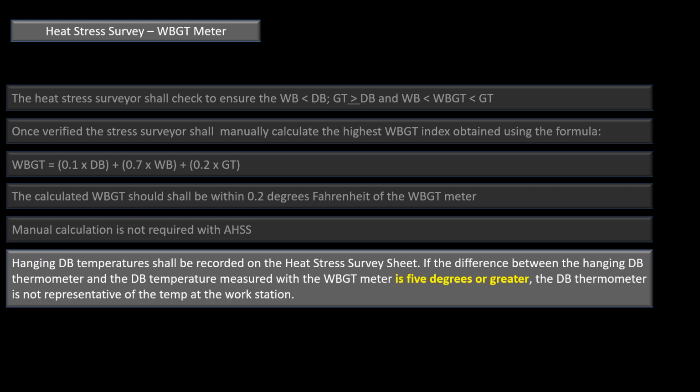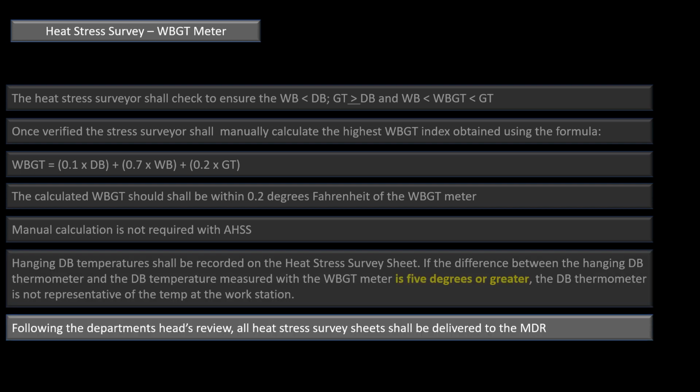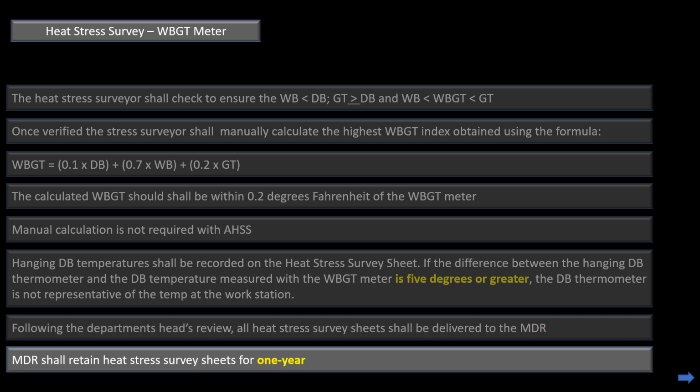The hanging dry bulb, like we said before, is going to be recorded on the heat stress survey sheet as well. And if the difference between the hanging dry bulb thermometer and the dry bulb temperature measured with your WBGT meter is 5 degrees or greater, then that dry bulb thermometer does not represent the temperature of the workstation. Following the department head's review, all heat stress survey sheets shall be delivered to the MDR, the medical department representative, who is going to retain all heat stress survey sheets for 1 year. This is a little bit different. Most of the things we are used to holding on to is 2 years, but when it comes to heat stress surveys, for whatever reason, it's only 1 year.